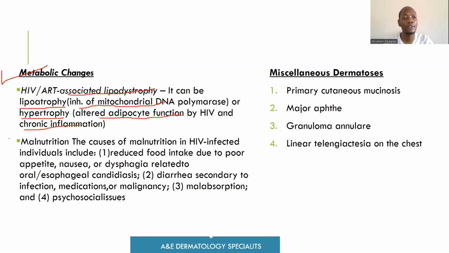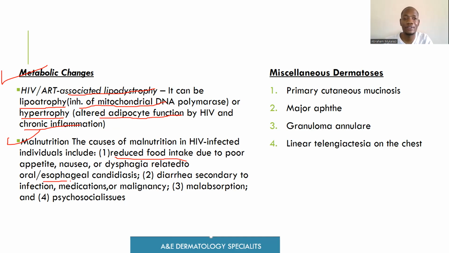Then we can also end up with malnutrition in HIV, and the malnutrition dermatosis also come in with it. So this is because when living with this condition, someone can develop reduced appetite, so food intake goes down, so they can end up with malnutrition.